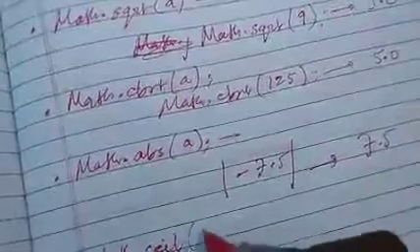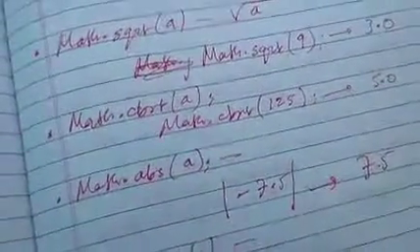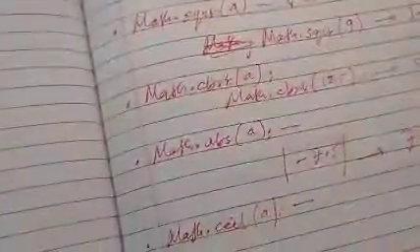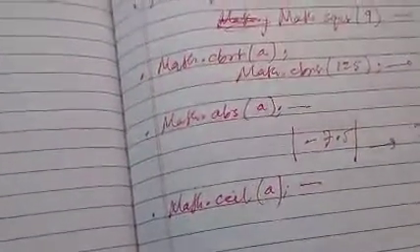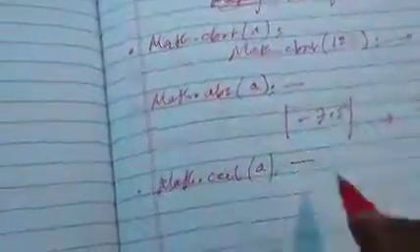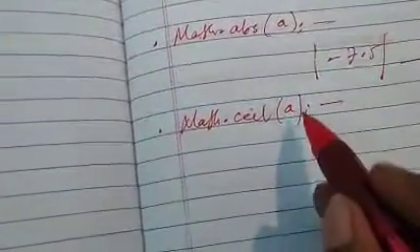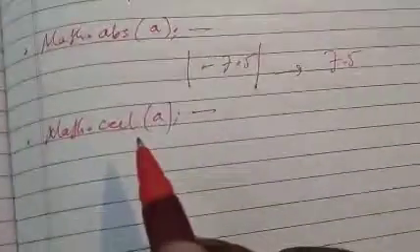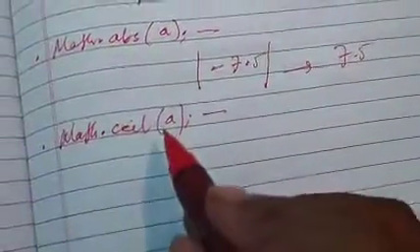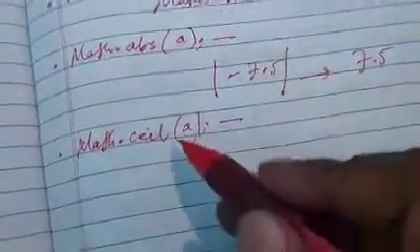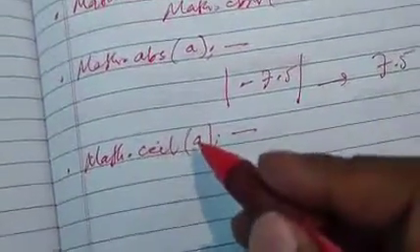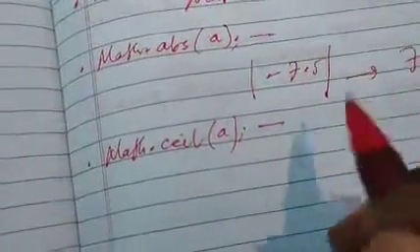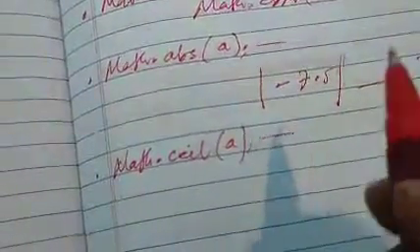Then the next one we have is math.ceil. Ceil means ceiling. It comes from the word ceiling. You know the meaning of ceiling, that is the top. Here it returns an integer, please remember, when I say integer, I mean a whole number. It returns a whole number which is either equal to A or more than A.